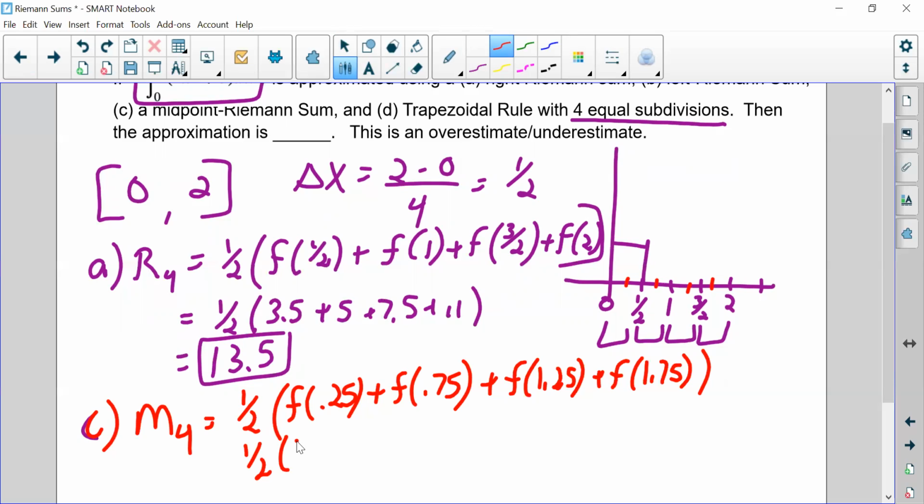0.25 is 3.125, 0.75 is 4.125, 1.25 is 6.125. See how fast this is with my calculator? 1.75 is 9.125. Okay. And then I just add those together.